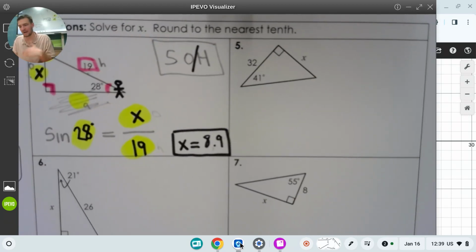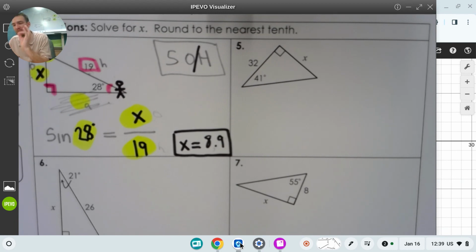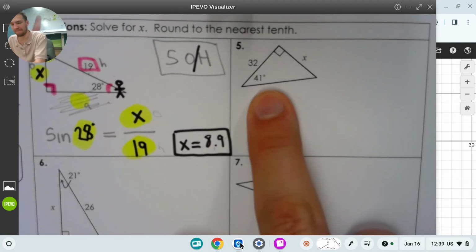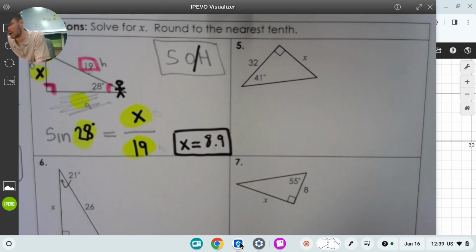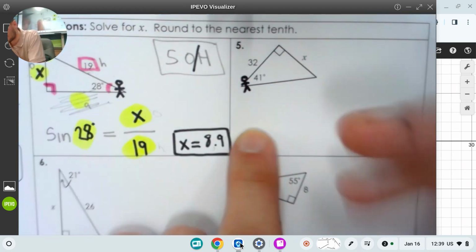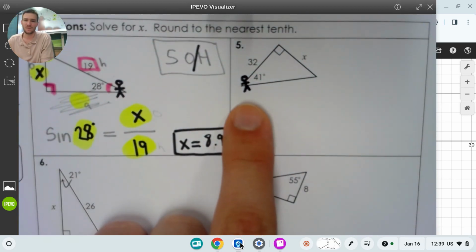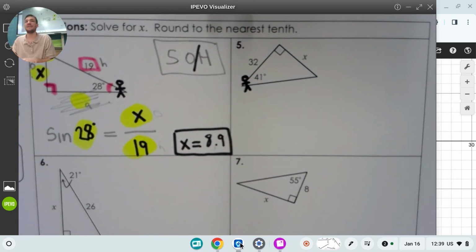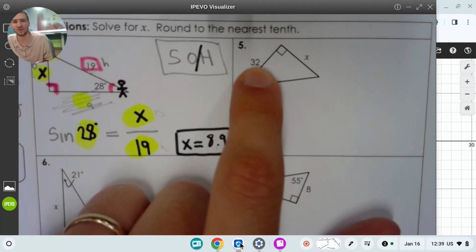So I'm going to try to speed it up here for number 5, and we'll see how it goes, okay? Now, start off and figure out what angle you are standing at. 41. This is where we are. And I'm even going to draw a little person here. That's where I'm standing. Okay? And we're going to get 2 of the 3 sides that are going to be important.